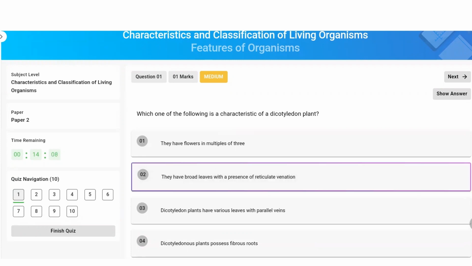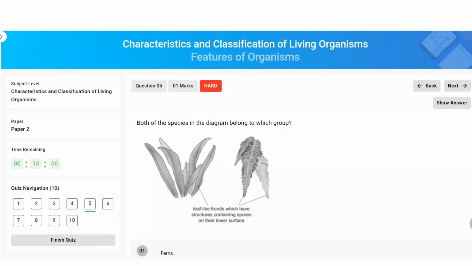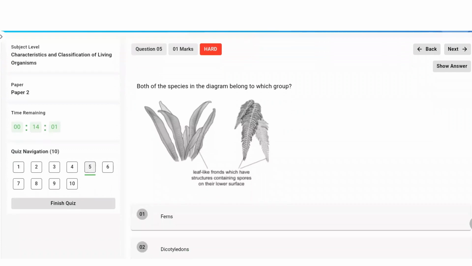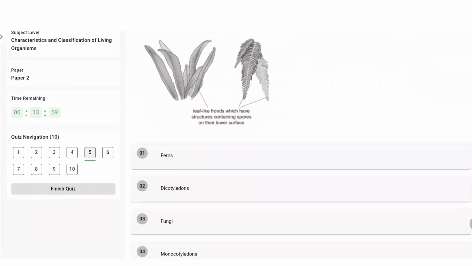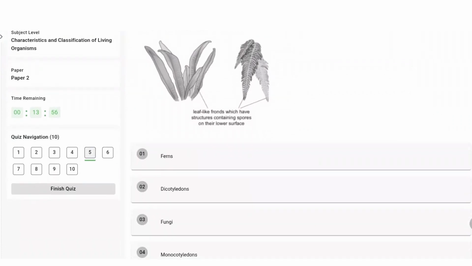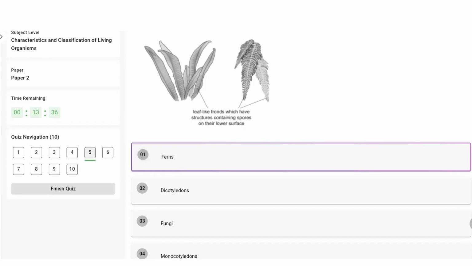So let's move on to our next question, which says both of the species in the diagram below belong to which group? So they've given us the diagram of two plants and they want us to identify which group of plants this belongs to. So let's take a look at the description given here. These plants have leaf-like fronds which have structures containing spores on their lower surface. So we've learned about this group of plants and we definitely know that the plants being described are ferns. So that's our answer for that.